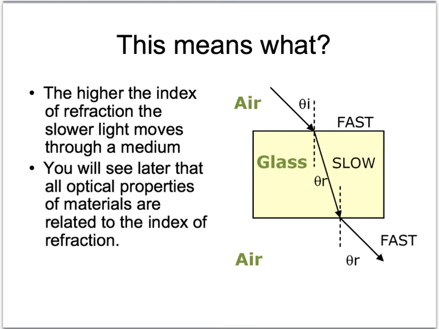So the obvious question is, why do we care? Well, the higher the index, the slower light moves. And what you're going to notice in other lessons is that this explains just about every optical property of materials. If you want to know why your glasses work, this is the reason: the glass slows the light down and bends it slightly. If you want to know why a prism works, it's because when the colors slow down, the different wavelengths separate. So everything we're going to talk about is actually due to this index of refraction, and how much it reflects and refracts.